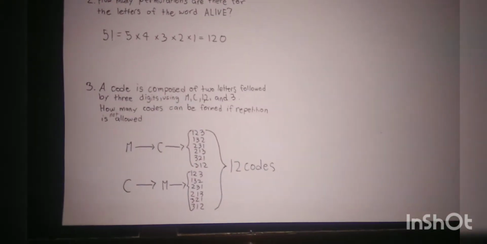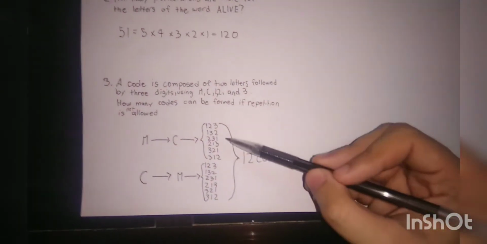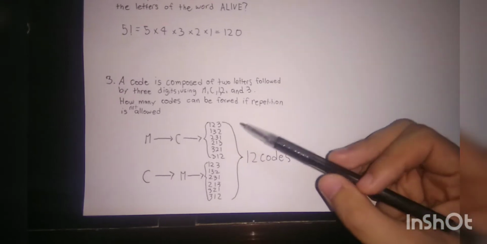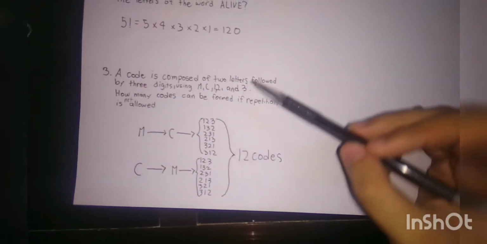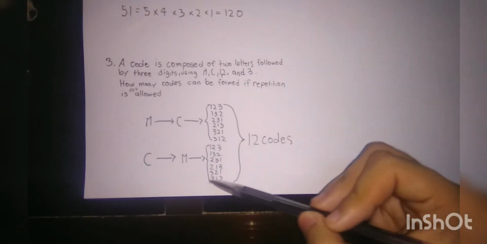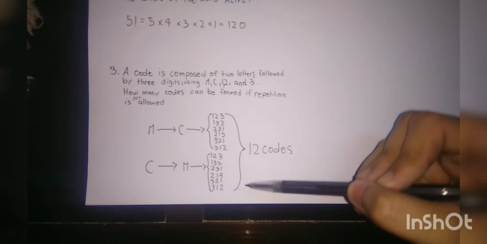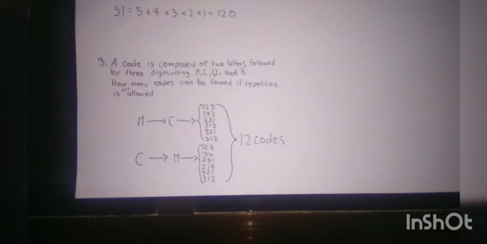So the reason that there's 12 codes for number 3 is because there are a total of 6 codes you can form with M as the first letter, and then 6 codes you can also form with C as the first letter. Therefore, 12 codes, 6 for MC and then 6 for CM.